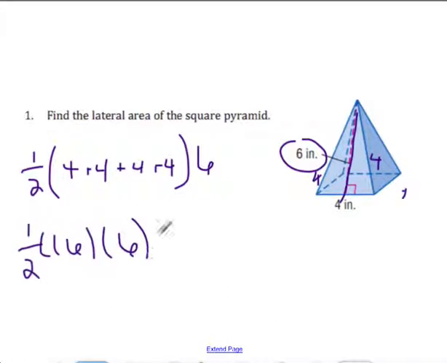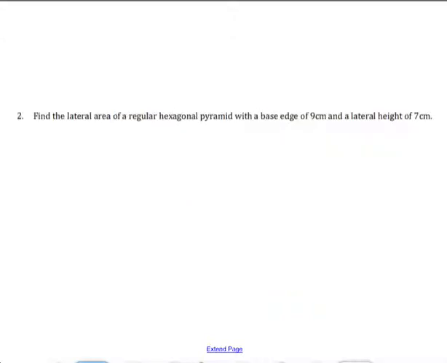And I could type that into my calculator. When you multiply that out, you get 48, and then it's going to be inches, and you need to square it because we are talking about an area, so our label is squared.